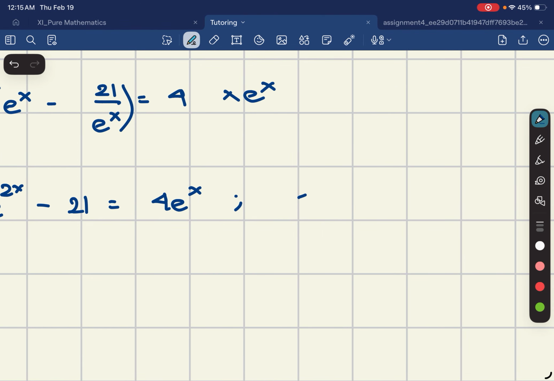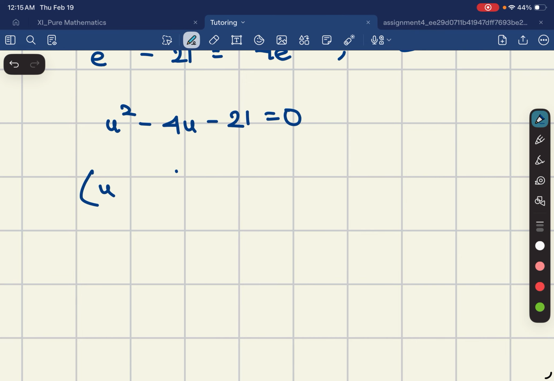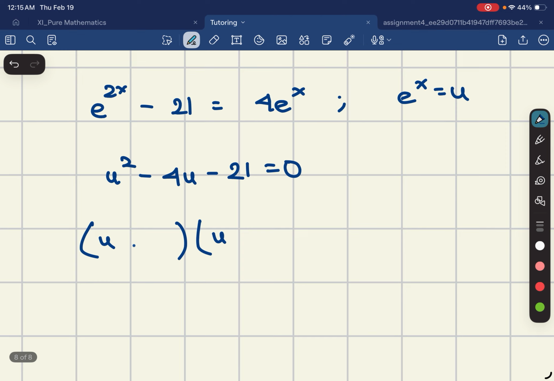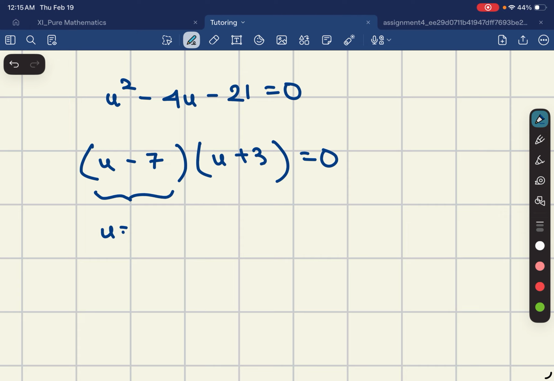And now again, if I say e to the power x is equal to u, then I have u squared minus 4u minus 21 is equal to 0. And I believe I should be able to factor this again. It's minus 7 plus 3. So now, setting this to be 0, I get u is equal to 7, and setting this to be 0, I get u is equal to negative 3.